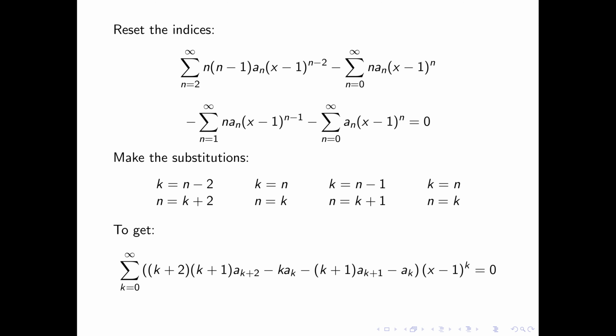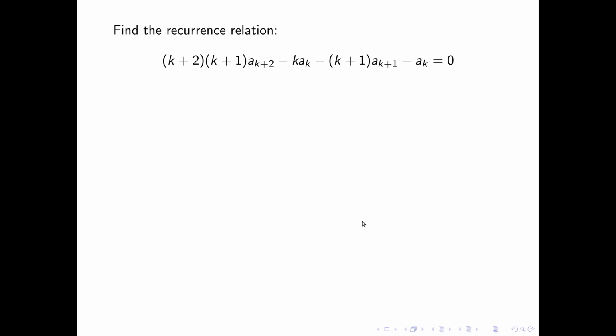Good, and then I factored out the x minus 1 to the k power. And this is really what you want right here, this single sum, where everything is x minus 1 to the k power. Because now we can take this coefficient in front of the x minus 1 to the k and set it equal to 0. And that will give us our recurrence relation, and that's what we're really after here. So we set our coefficients equal to 0. By the way, there should only be one coefficient.